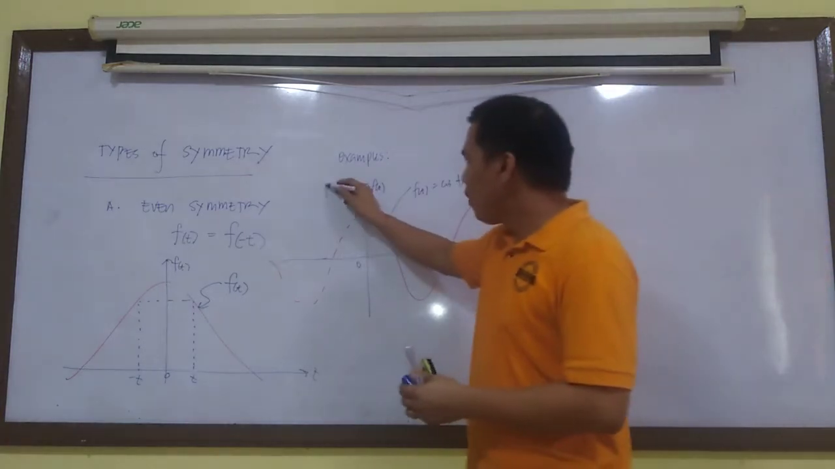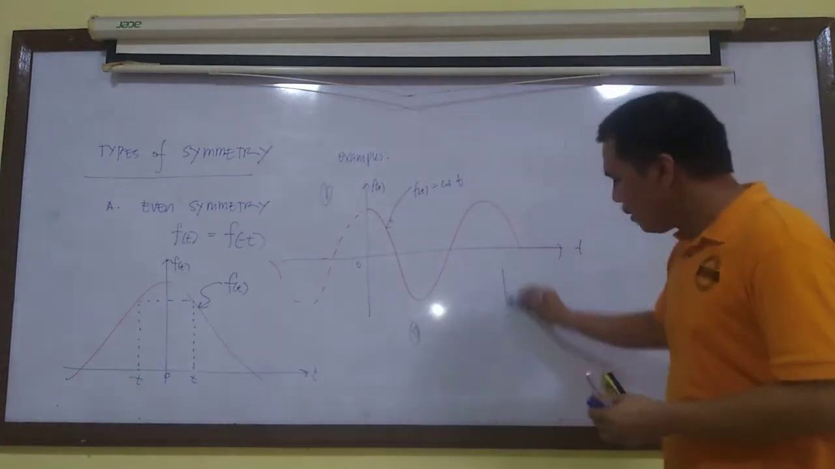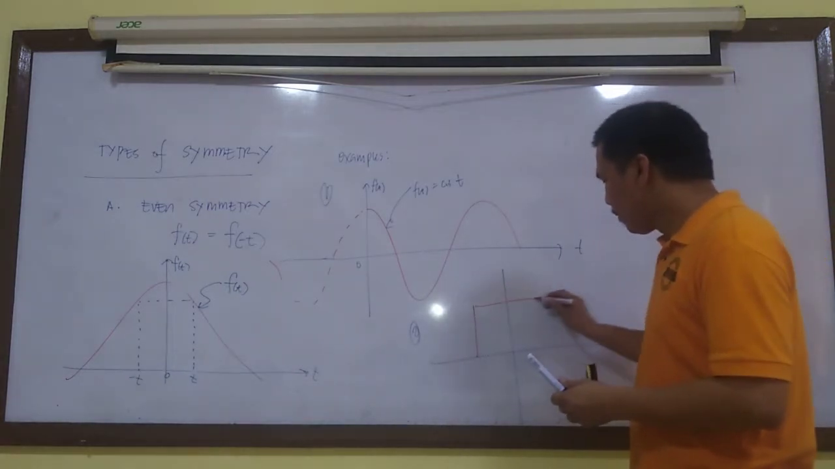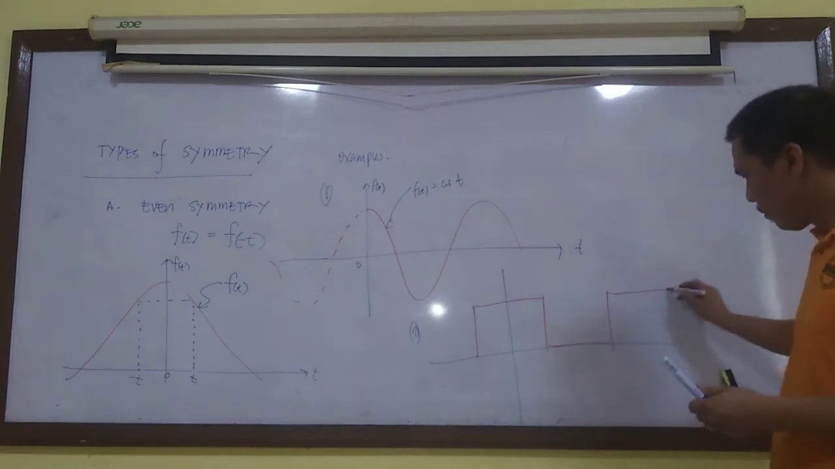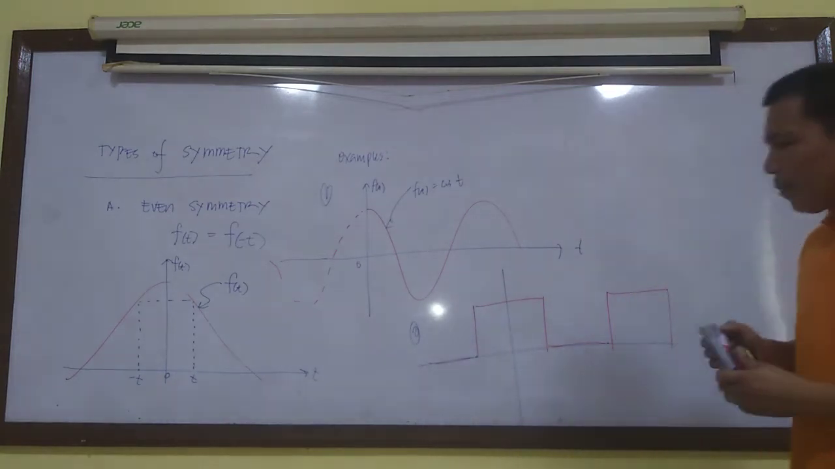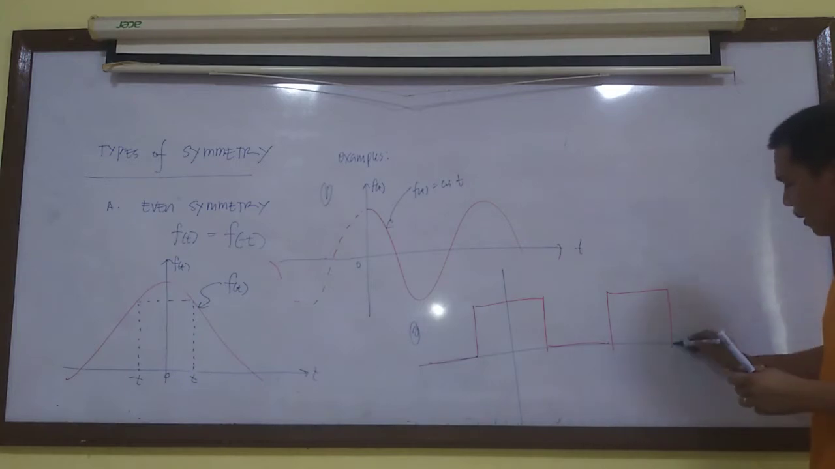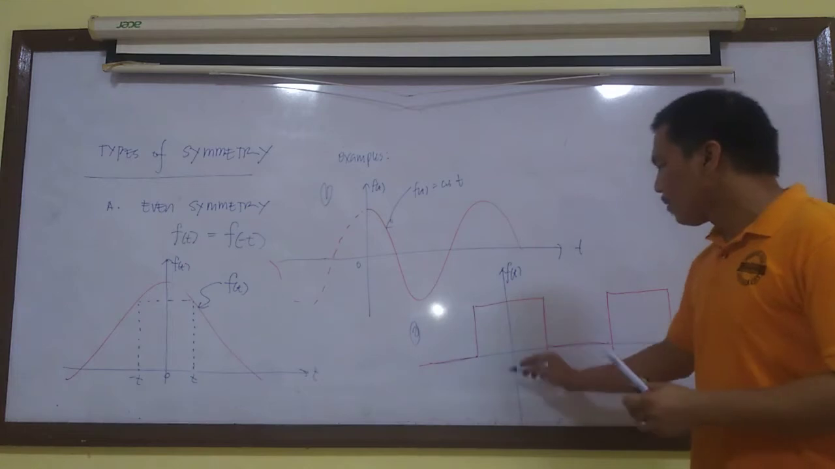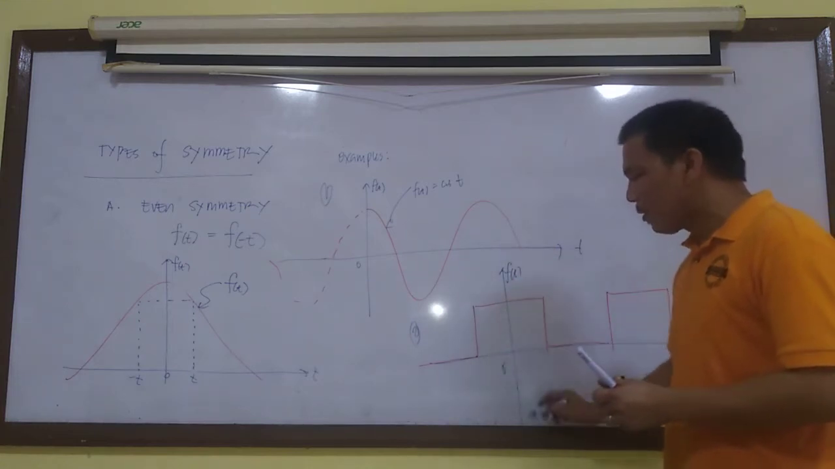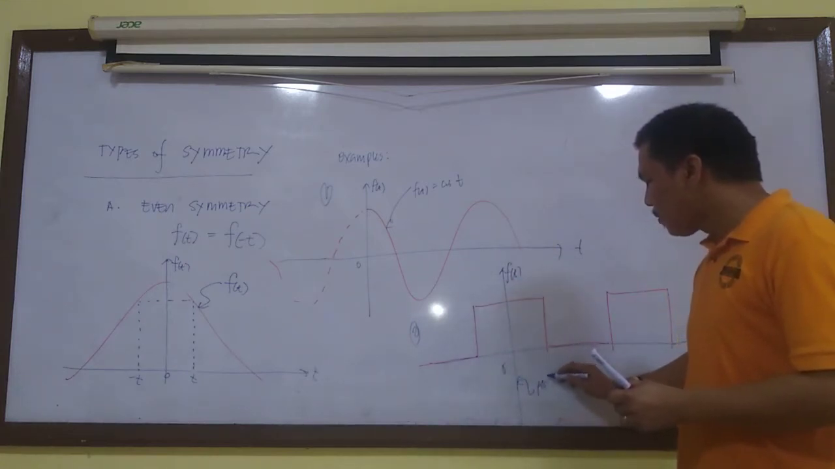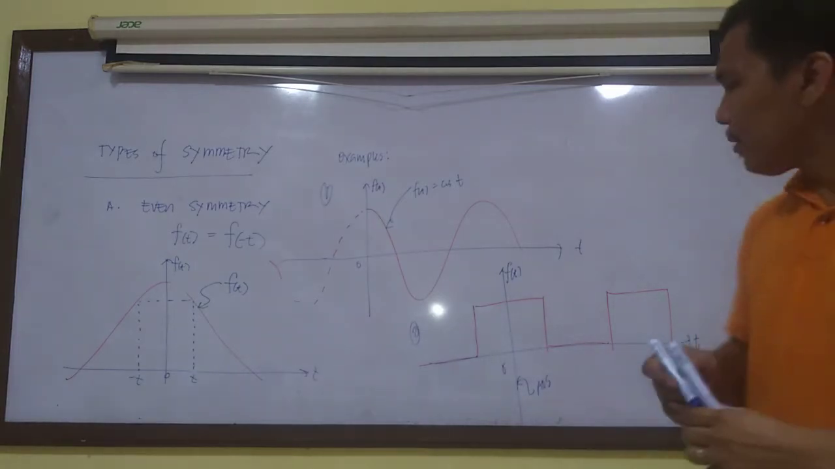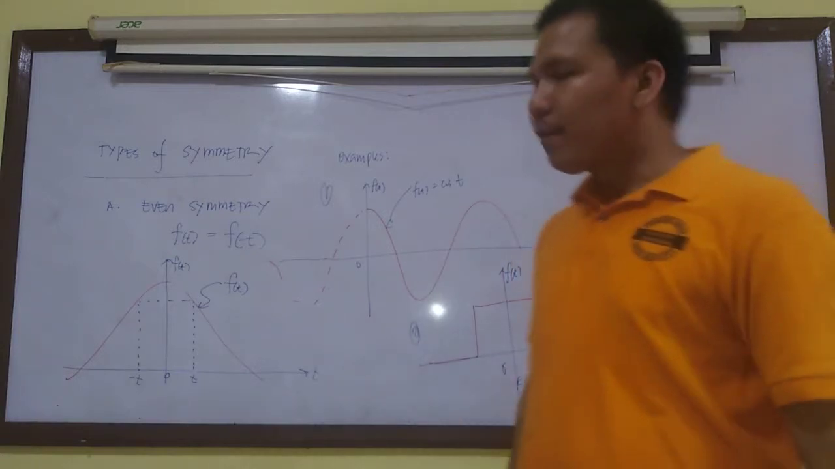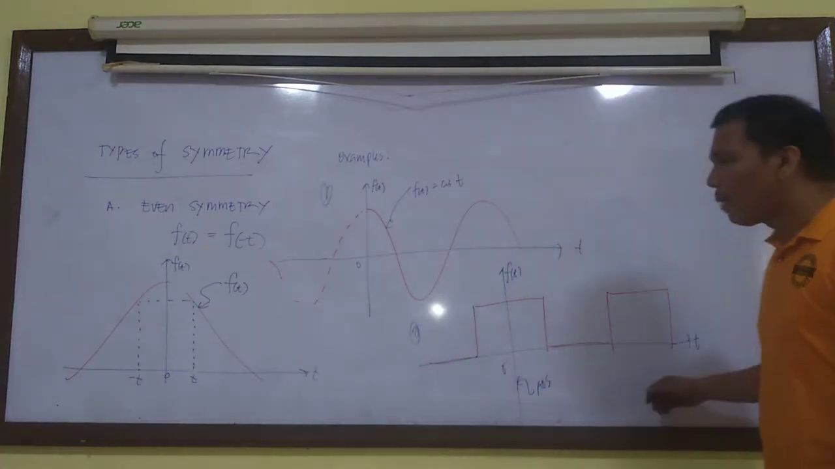Example number one. Let's have another example here. Let's say I have here a square wave. This is a square wave, no? And it is symmetrical to your y-axis. Let's label this as your y-axis. So this is the axis of your symmetry. When we say axis of symmetry, or AOS, this is the line that divides your graph into two identical parts.